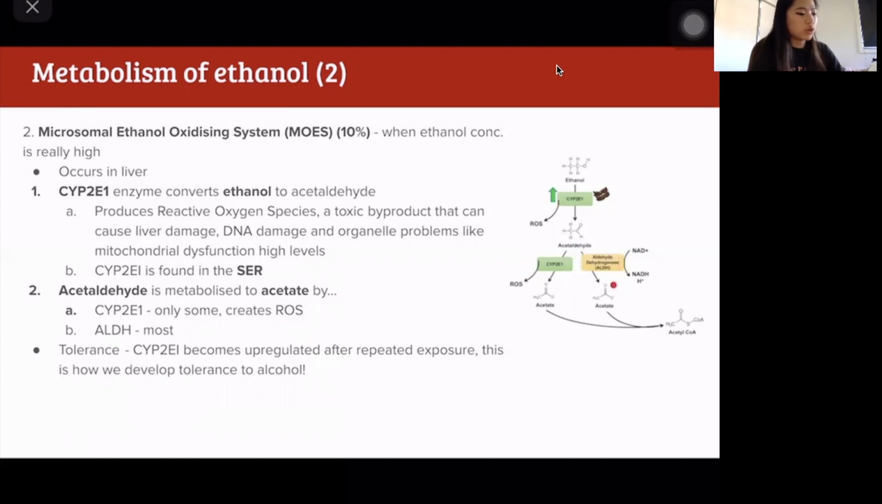And once again, if we go this way, it produces ROS, and if we go this way, it uses NAD+ to produce NADH. Yeah, and later it becomes acetyl-CoA again, the acetate. Okay, anyway, and something interesting is that this enzyme, the more you drink, the more upregulated this enzyme becomes, and that's how we develop tolerance to alcohol.